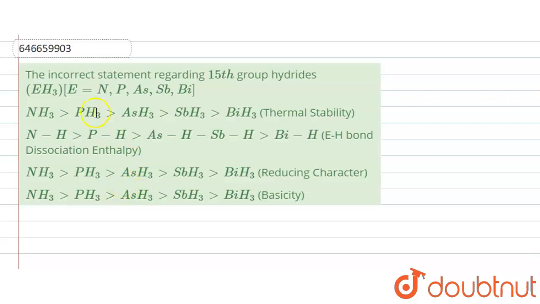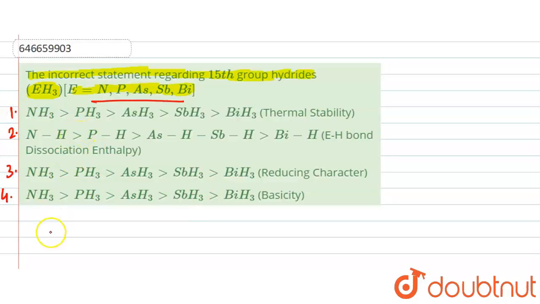Hi everyone, let's take a question. The question is: the incorrect statement regarding the 15th group hydrides, where we have EH3, E is N, P, As, Sb, Bi. These are all group 15 elements. We have to identify the incorrect statement regarding these hydrides, so we will discuss each statement one by one.